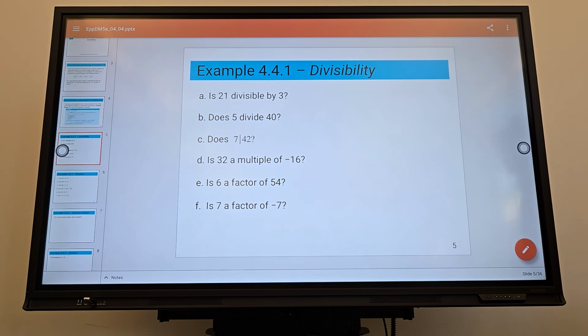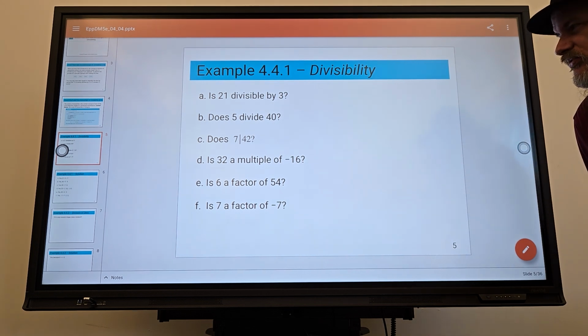Is 32 a multiple of negative 16? Yeah, 16 times negative 2. They're both integers. Yeah. It's not just positive integers. Oh, okay. Yeah, 32 is a multiple of negative 16.